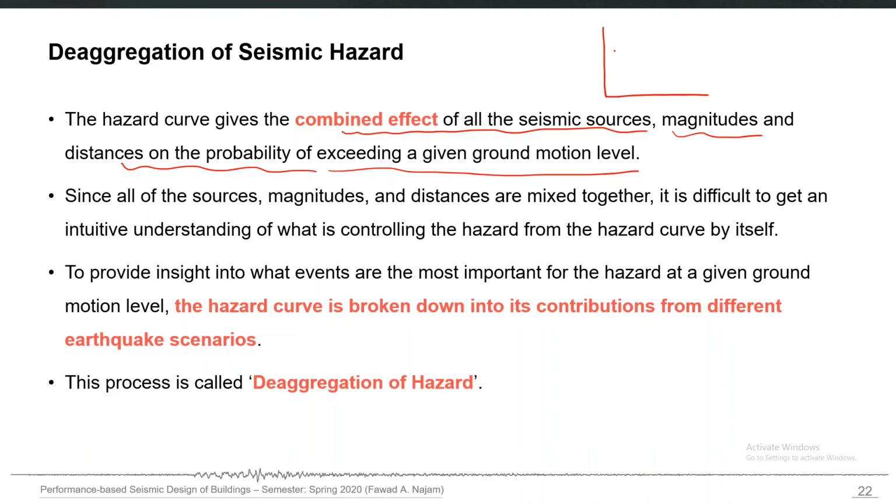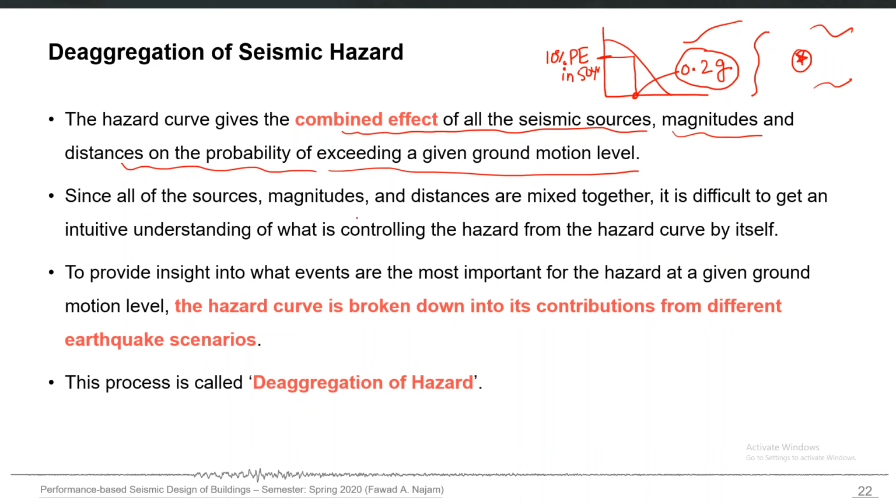So if you have a hazard curve, for example this, and you have, let's say, a 10% probability of exceedance in 50 years, and corresponding to that you have a PGA value of 0.2 g. Now this 0.2 g is a combined result of all seismic sources and all magnitudes and distances which can contribute towards the seismic hazard at my site. So my site is located here, and there can be different seismic sources, and each is going to affect the seismic hazard at my site. This 0.2 g is the combined effect of all the sources.